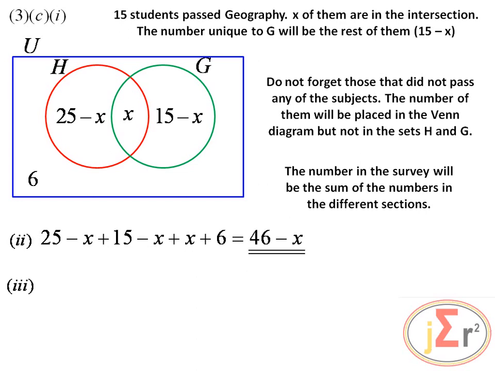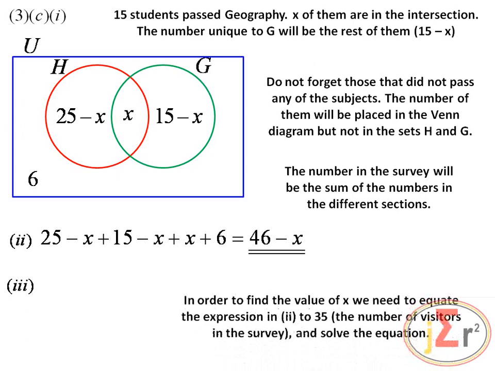Well, one may imagine the next step. The next step may be just to find the value of x, which is what is usually required. In order to find the value of x, we need to equate the expression in 2 to 35. And 35 is the number of visitors in the entire survey, and then we may solve the problem. So x is equal to 46 minus 35, and x is equal to 11 students.